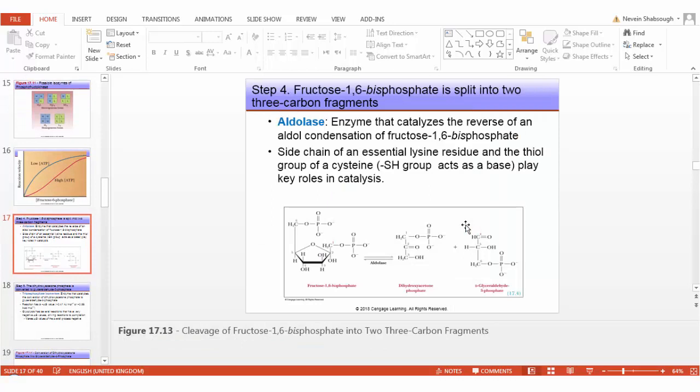Now, step number 4, however, fructose 1,6-bisphosphate is split into two 3-carbon fragments. This is a cleavage reaction, described as the reverse of an aldol condensation. The enzyme that catalyzes this reaction is called aldolase, and it is isolated from most animal sources, but the one from muscle is extensively studied. The basic side chain of an essential lysine residue plays the key role in catalyzing the reaction. Of course, the thiol group of cysteine also acts as a base.